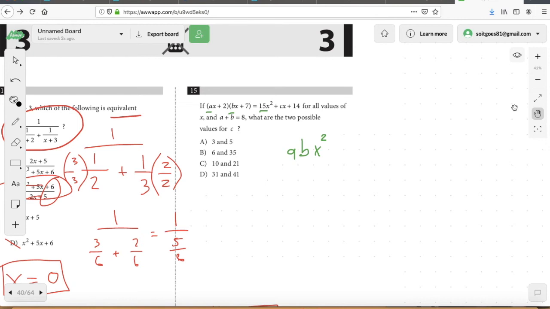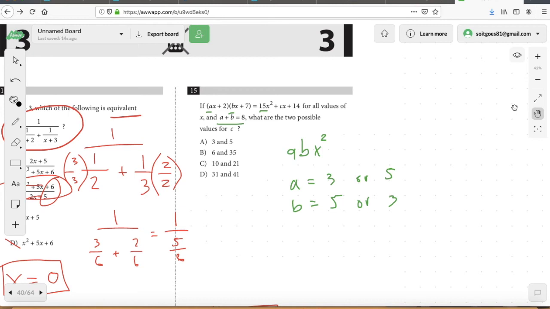But they tell us in the question A plus B has to equal 8. So we got to come up with some values for A and B such that A times B equals 15, but A plus B equals 8. And the obvious answer there is A has got to be 3 and B equals 5, or A is 5 and B is 3. Because you add those up, you get 8, and if you multiply them, you get 15. It's not going to be 15 and 1, because you add those together, you get 16. We don't know which one, it could be either, which is why there's two possible values for C.